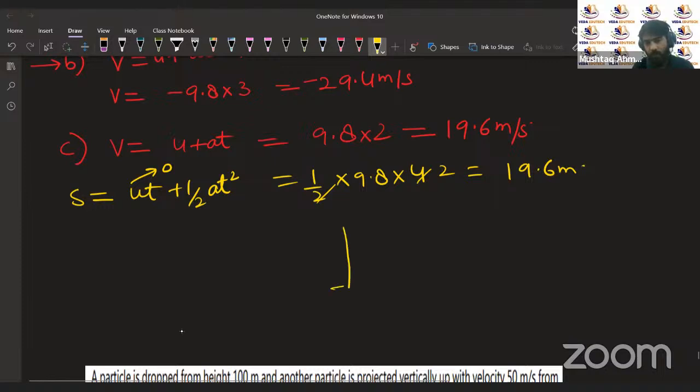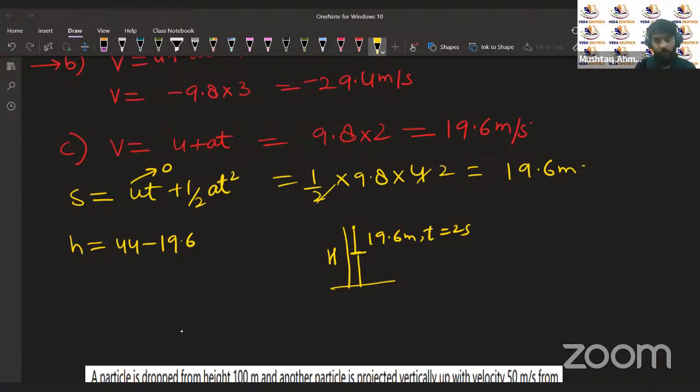This is the tower. The height of this tower is h, and the ball covers a distance of 19.6 meters in time t equal to 2 seconds. So the height from the surface will be h minus this 19.6, that's 44 minus 19.6.